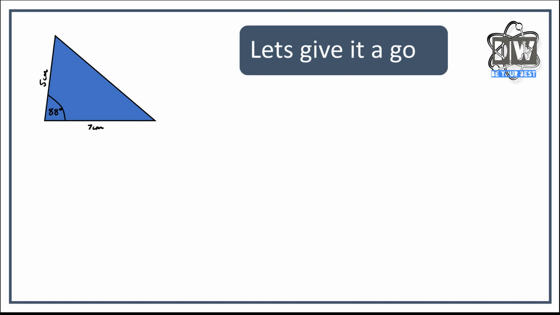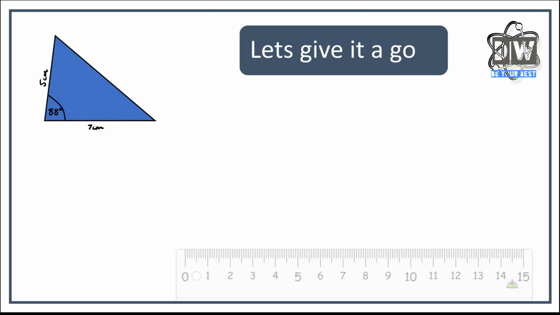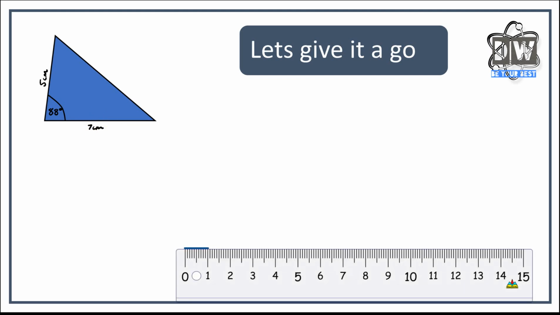Let's teach you how to draw it. The first thing we're going to do, like last time, is draw that base line, that base measurement here. We always start with that. So let's go for that now. Get our ruler out and we draw that 7 centimeter line. Once we've done that, we always then go for the angle. Always go for the angle.